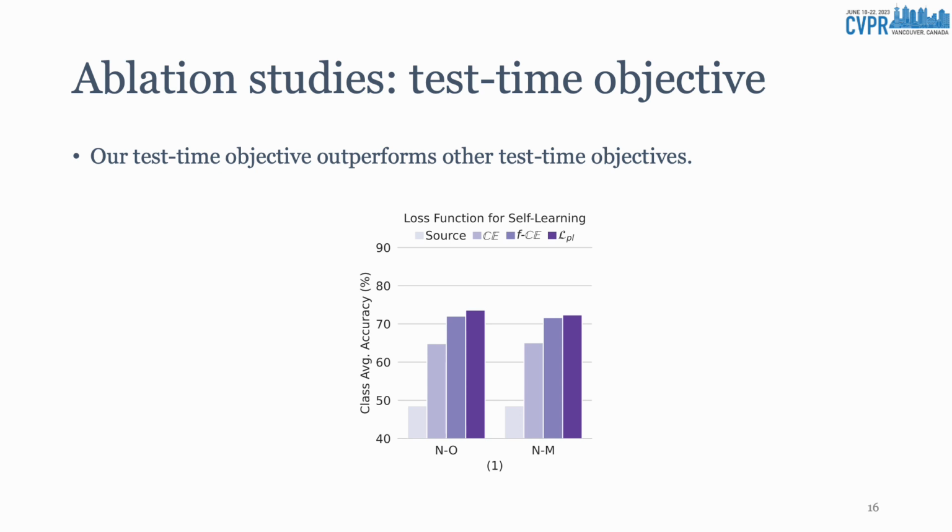Here, we see the benefit of using flipped cross entropy in place of normal cross entropy as a test time objective, which is further improved by the proposed LPL for both TTA protocols.